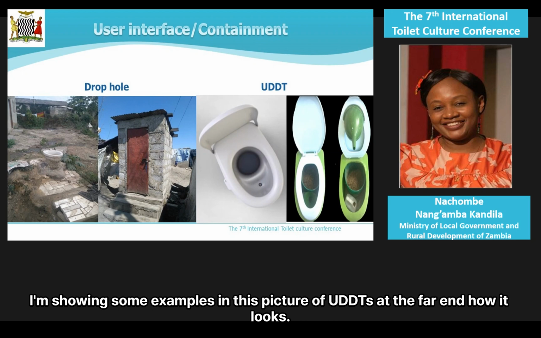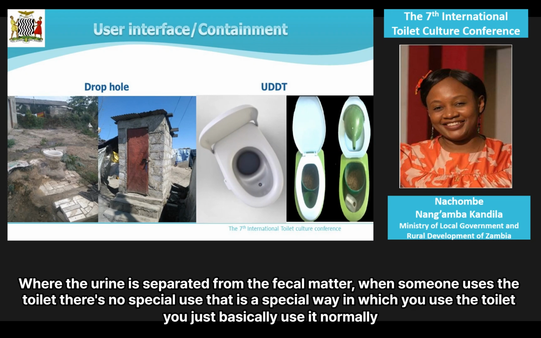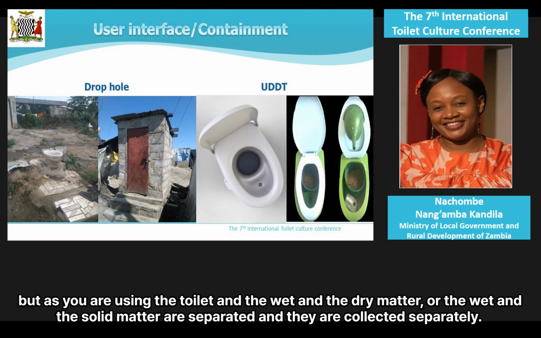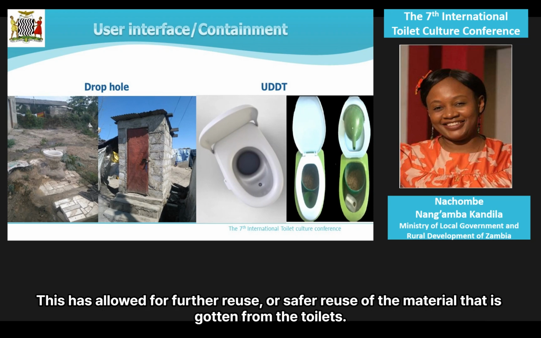I'm showing some examples in this picture of UDDTs at the far end, how it looks, where the urine is separated from the fecal matter when someone uses the toilet. There's no special way in which you use the toilet. You just basically go and use it normally. But as you're using the toilet, the wet and the solid matter are separated and they're collected separately. This has allowed for further reuse or safer reuse of the material that is gotten from the toilets.